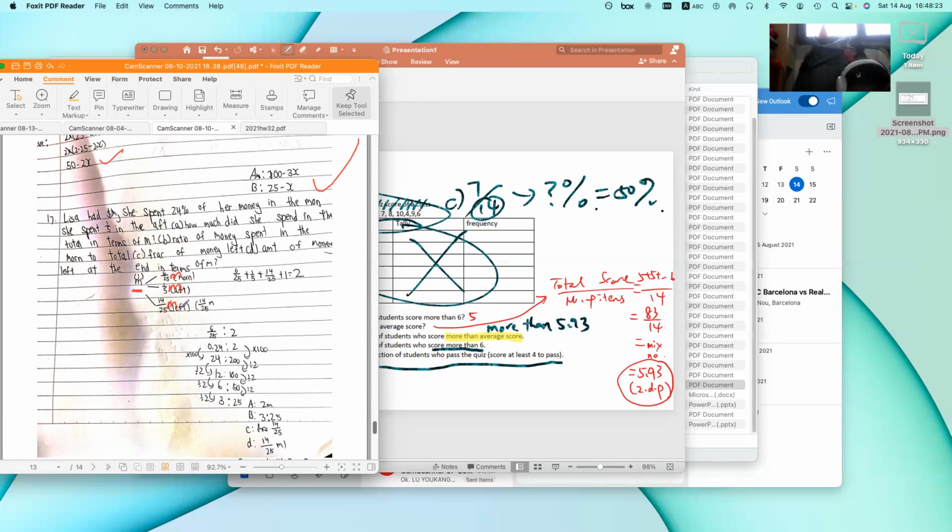Let me double check. Are you clear? Yeah. If you start with T, what happened? Everything here also must have T. Yes. If you start with 1, what happened? Every number will have a 1.